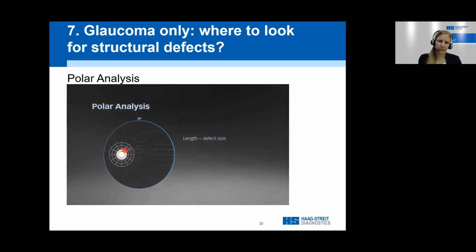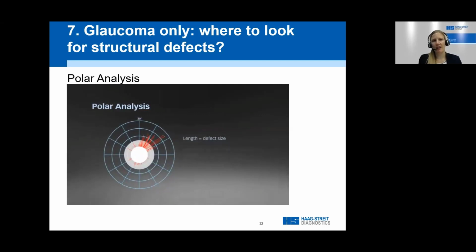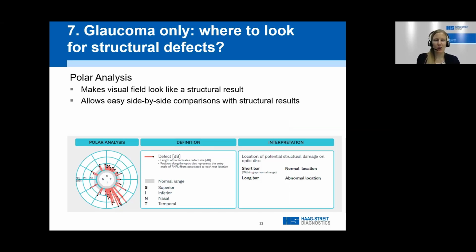And then you draw these lines, and the longer the line, the larger the defect, and you flip the result so it looks like the structural fundus or OCT or whatever you're using result. And then these red lines, when they're really coming out, this tells you, hey, look here for structural defect, because it's linking the visual field result to the structural result.